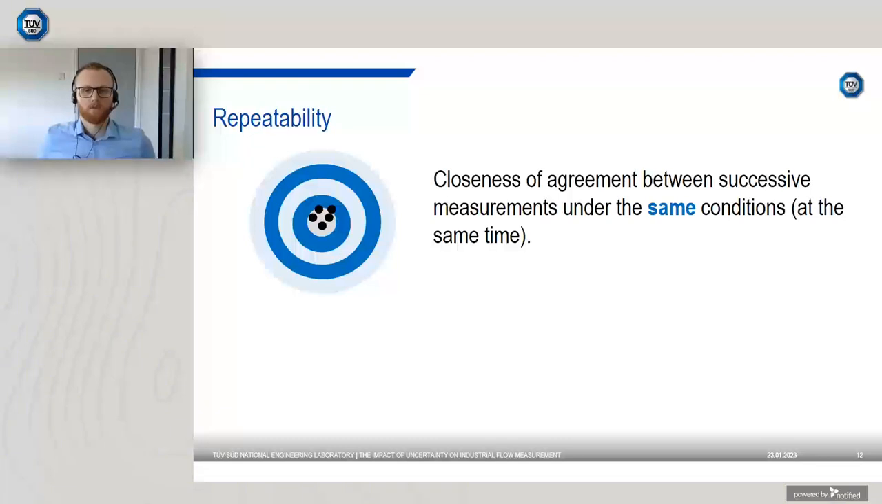Repeatability is another term commonly used. This is the closeness of agreement between successive measurements under the same conditions at the same time. As it shows in the little figure on the left, this is a repeatable device, as it repeatedly gives very similar results, one after the other.